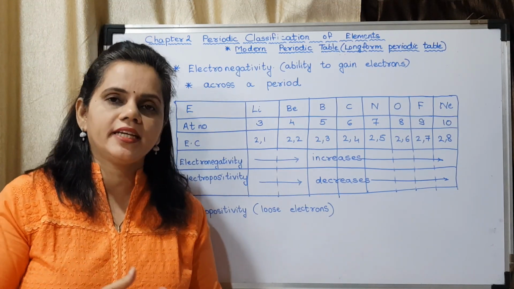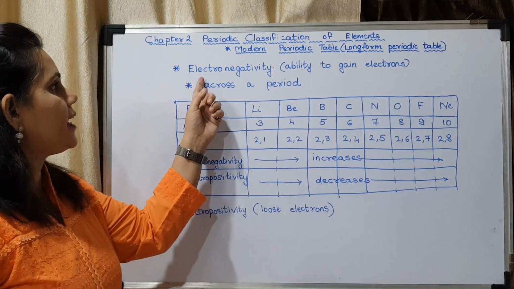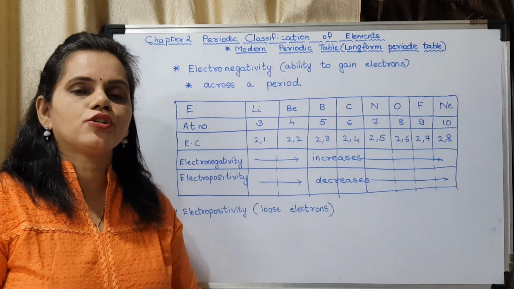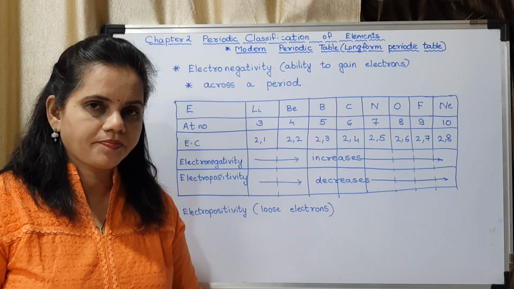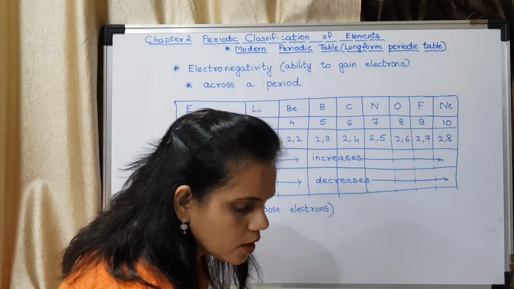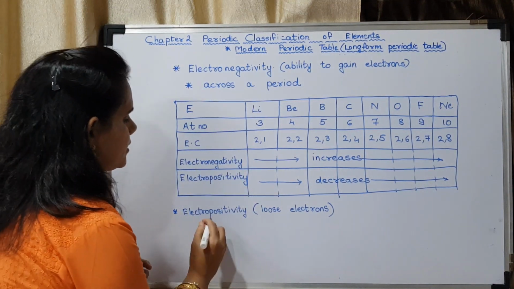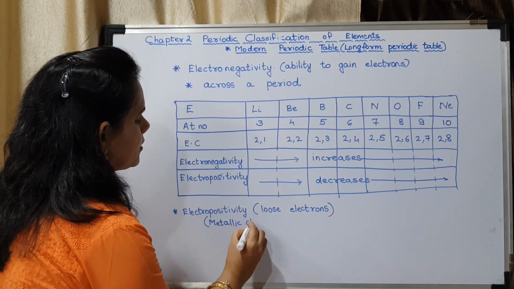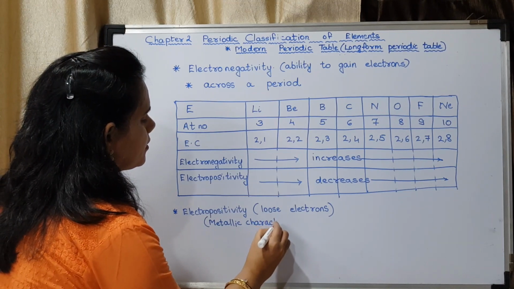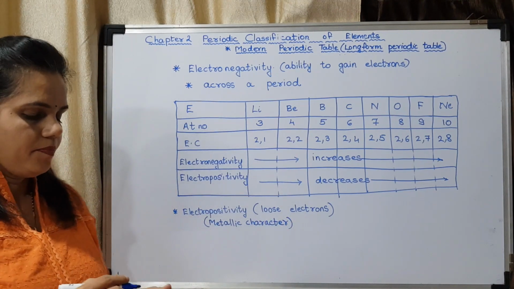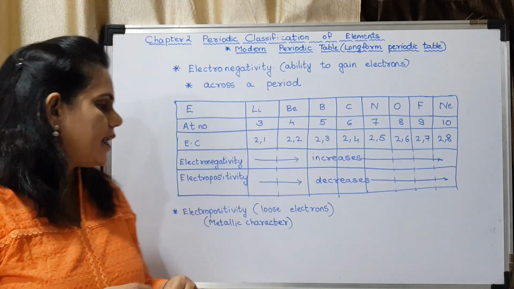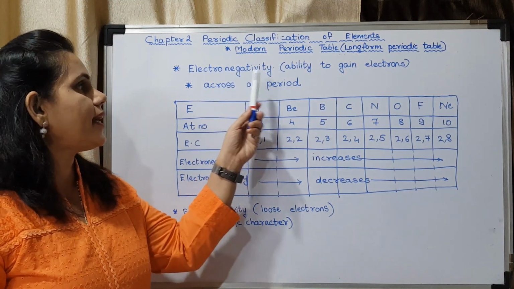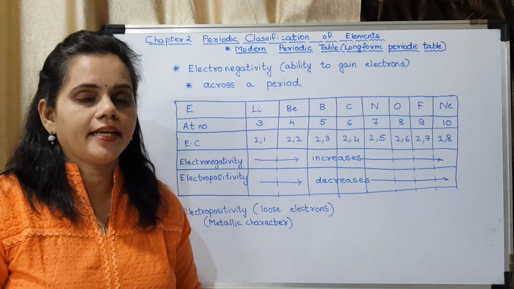Now we may move on to today's topic. Today's topic is electronegativity and electropositivity. Electropositivity is also called metallic character. So what is electropositivity? Electropositivity is the ability to lose electrons and electronegativity is the ability to gain electrons.